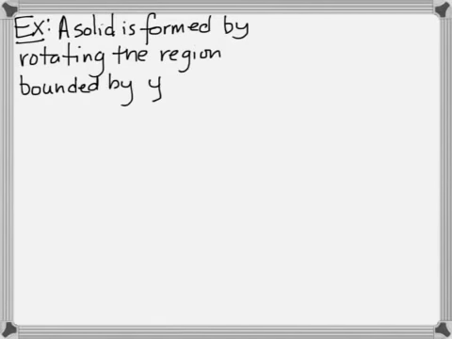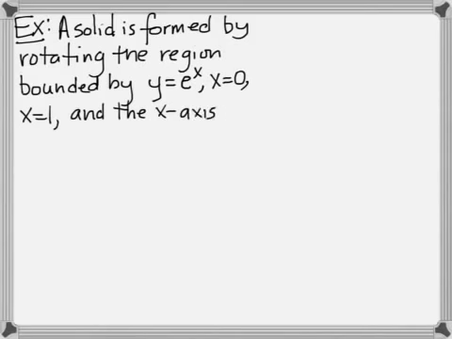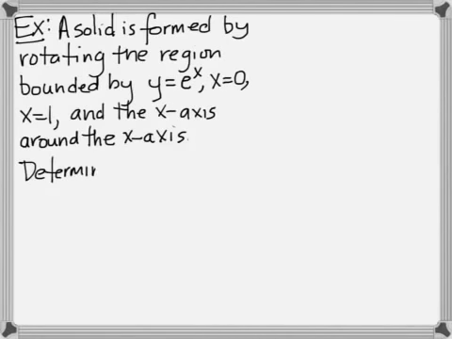A solid is formed by rotating the region bounded by y equals e to the x, x equals 0, and x equals 1, and the x-axis. So there's my region. I'm going to rotate that region around the x-axis. And we're going to determine the volume of this solid.